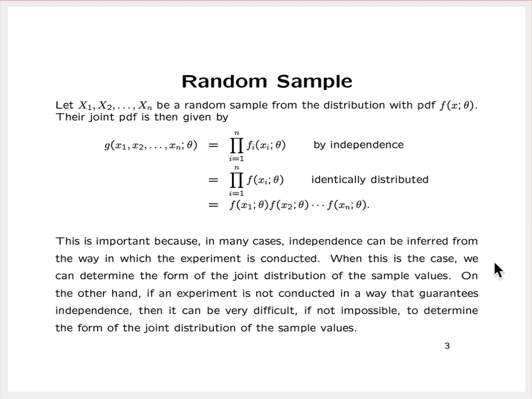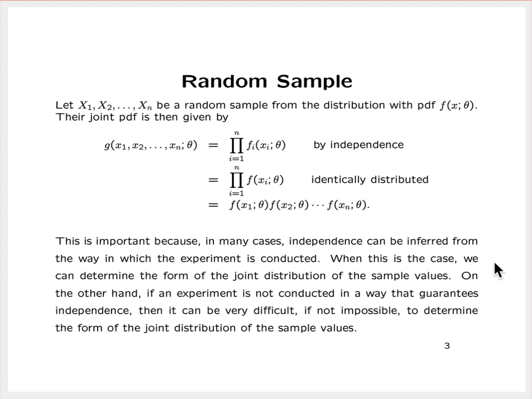Now, okay, why are we looking at this? Well, this is important because in many situations, independence can be inferred from the way in which the experiment is conducted. It depends on the way that the experiment is conducted, and experiments can be performed in such a way that the random variables, the measurements that are obtained, are independent from one experimental unit to another.